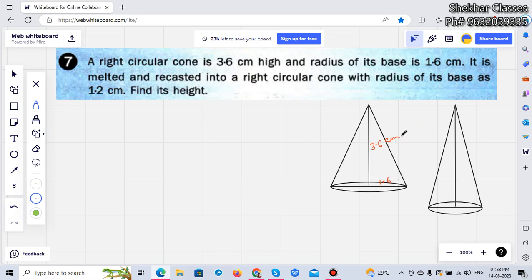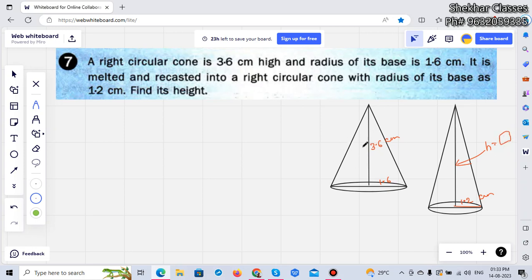Melted. So you know how to melt it. It's melted and recast. It is remade into a right circular cone with the radius of its base is 1.2. This radius is 1.2 centimeter. Find the height of this one. This height is a question mark.